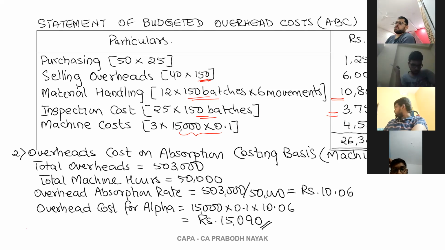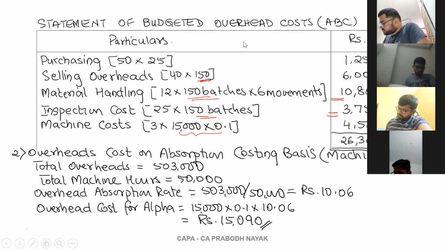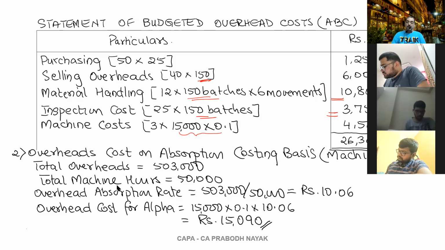Okay, so let us write down the answer to the third part. Following are some of the ways of reducing activity-based cost.